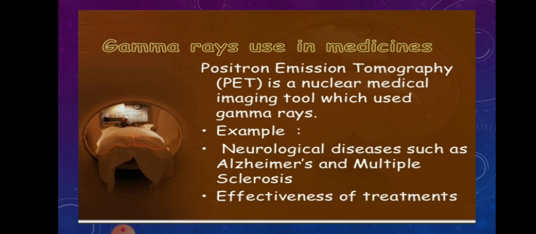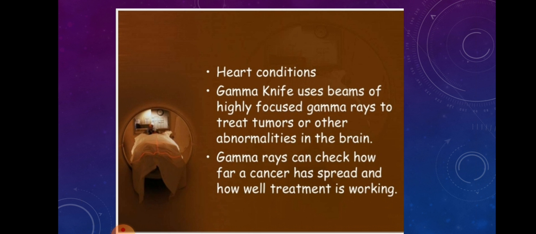Gamma rays are used in medicine. Positron emission tomography (PET) is a nuclear medical imaging tool which uses gamma rays, for example for neurological diseases such as Alzheimer's and multiple sclerosis, effectiveness of treatment, and heart conditions. A gamma knife uses beams of highly focused gamma rays to treat tumors or other abnormalities in the brain. Gamma rays can check how far a cancer has spread and how well treatment is working.